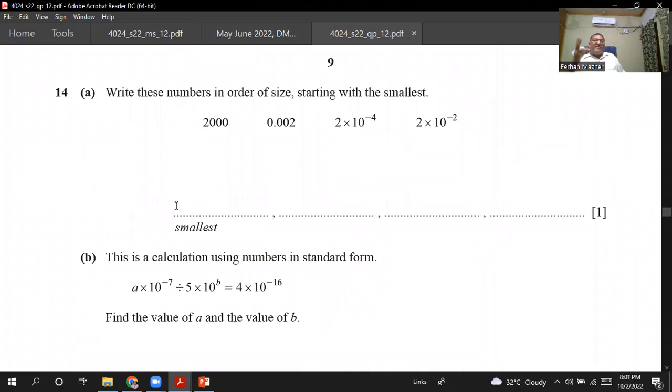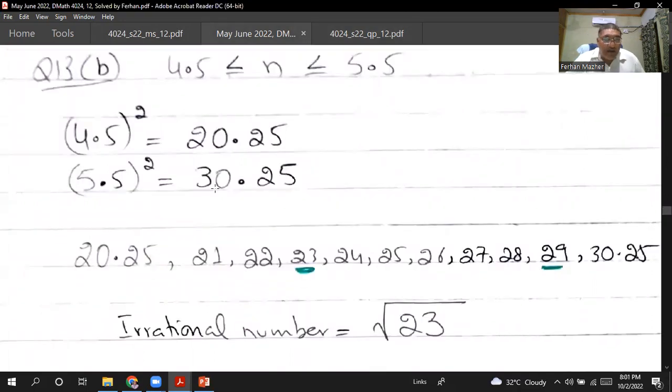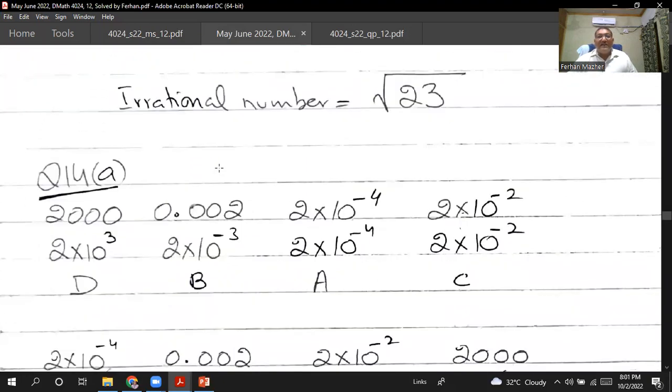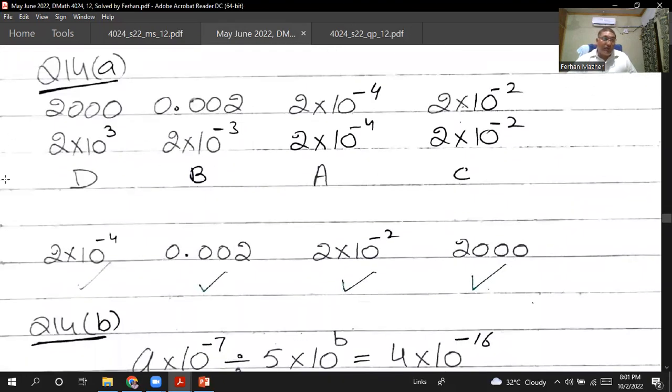He says, write these numbers in order of size, starting with the smallest. That's 2000, that's 0.002, that's 2 × 10^-4, and this is 2 × 10^-2. So I will write all of them in the standard form, and then it becomes easier to do the comparison. 2000 can be written as 2 × 10^3, 0.002 can be written as 2 × 10^-3, the next number is 2 × 10^-4, and the last number is 2 × 10^-2.